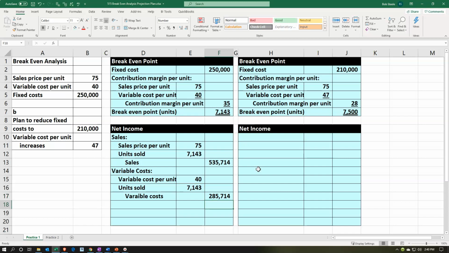Then we're going to say we have our contribution margin. So notice what we do not have: sales minus cost of goods sold, but rather sales minus variable costs equals contribution margin. Sales minus the variable costs, 250. Let's do some formatting.